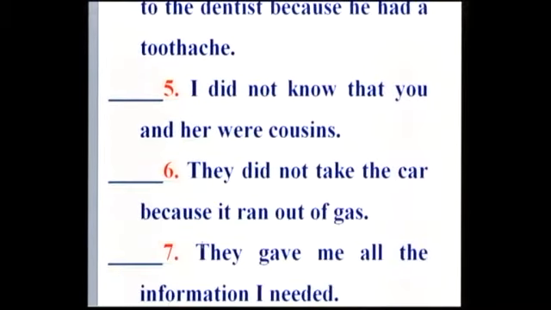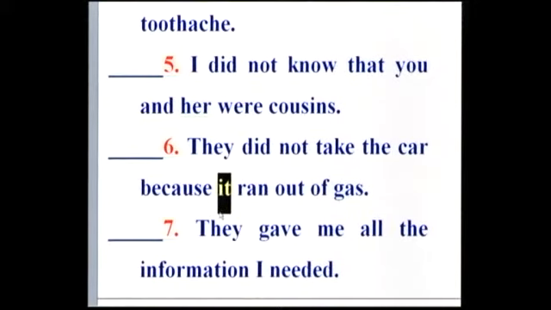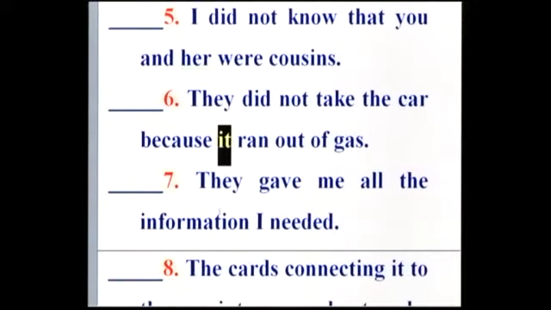Number 6, they did not take the car because it ran out of gas. It ran out of gas because طبعا بعد because هيجي فاعل. It ran out of gas. يبقى it هنا is a subject pronoun. Number 7: They gave me all the information I needed. طيب they gave is a verb, me is an object, and it's correct. All the information I needed. I is a subject for the verb needed.